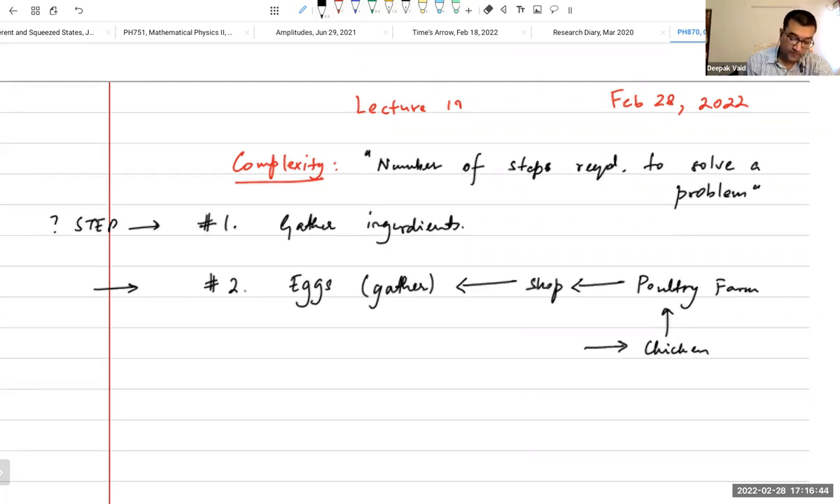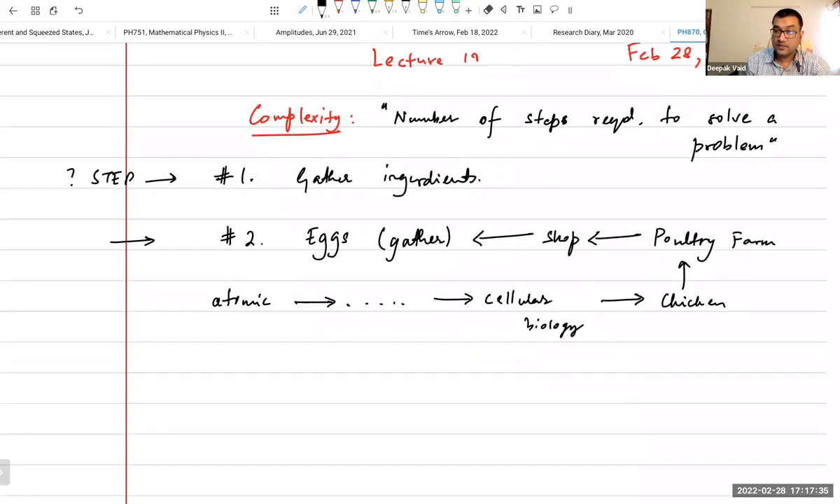If I keep following this argument, the poultry farm has a chicken, and there's a rooster, and the rooster and the chicken have a party, and the chicken ends up pregnant. Well, actually, that's not how they do it in a poultry farm, but you get the general idea. But then one could ask, how is the egg formed inside the chicken? Then you would go to the level of cellular biology, and then even smaller. You could go down to the atomic scale.